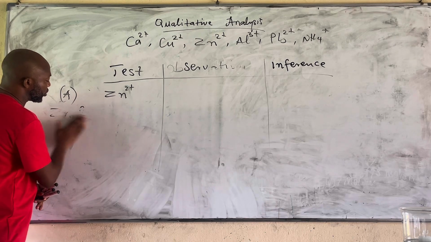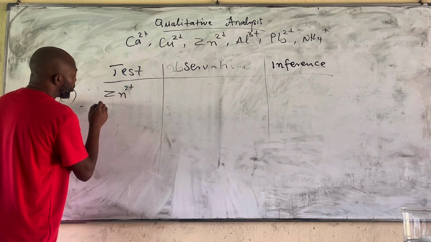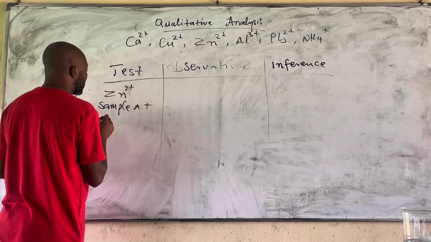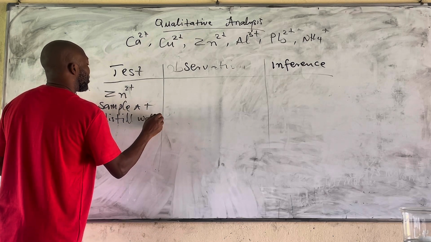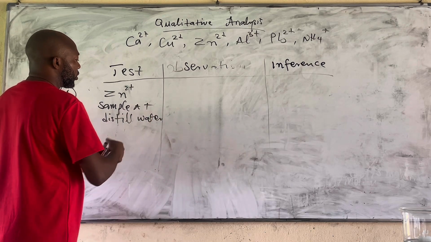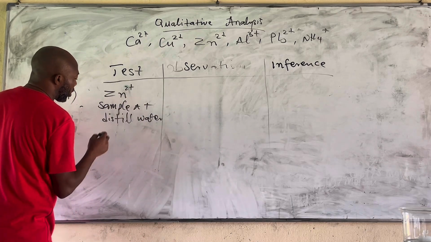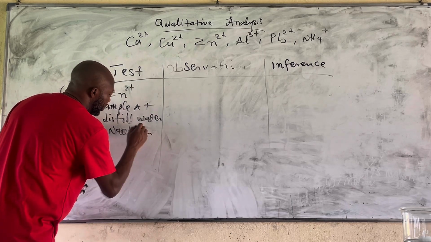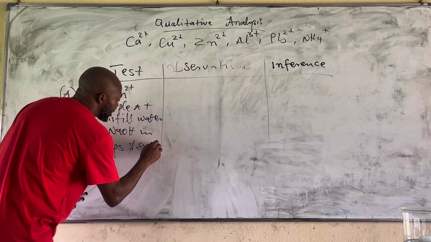The first thing you're going to do is this. You are going to have sample A plus a little distilled water. When you do that, the next thing you do, you make it dissolve. You add a few drops of sodium hydroxide to this. Sample A plus sodium hydroxide in drops.